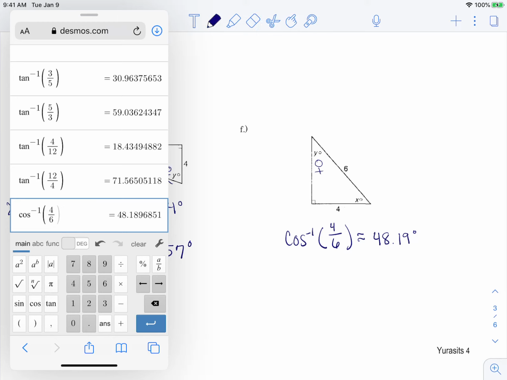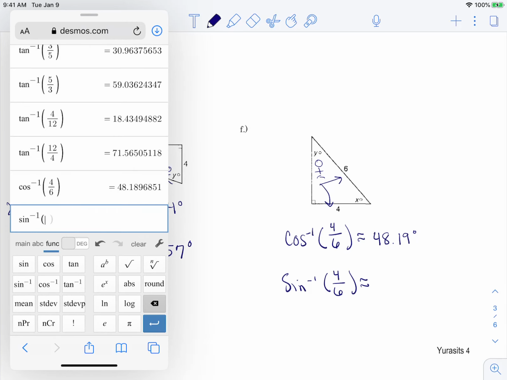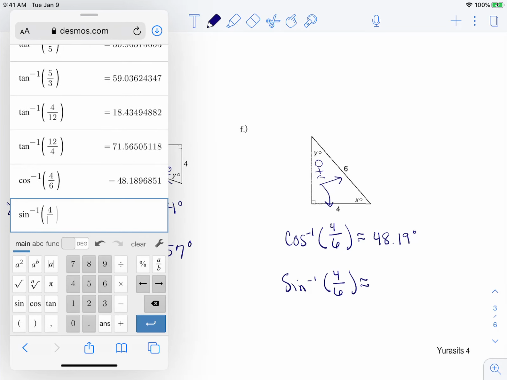Hang out at the y. 4 now is opposite that angle, and I'm still given the hypotenuse. So opposite and hypotenuse, that is inverse sine. Opposite over hypotenuse. So I got caught up because I was like, wait, the ratio is the same, but look, I'm using different functions. So inverse sine of 4 divided by 6, and I get 41.81 degrees.